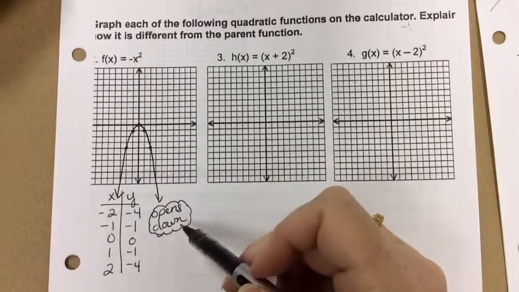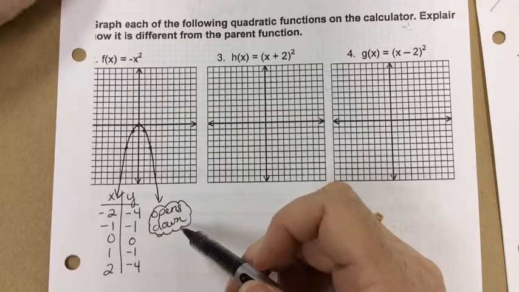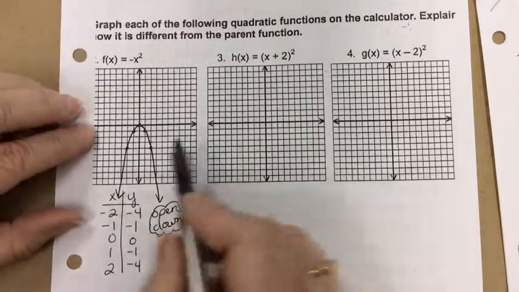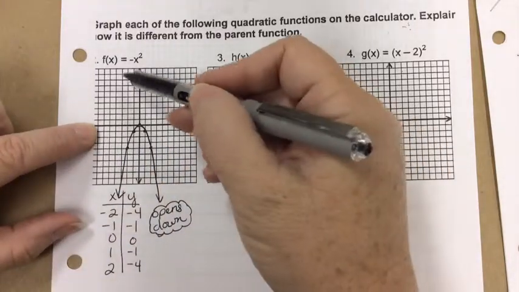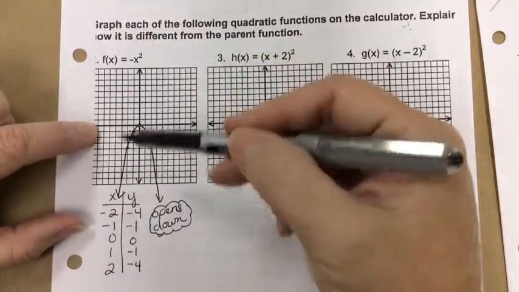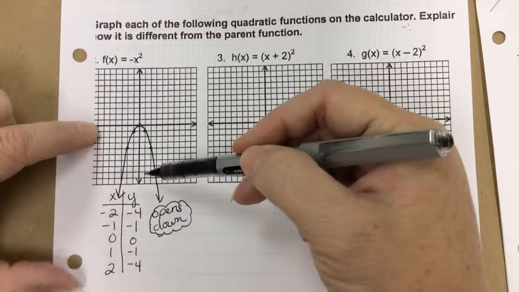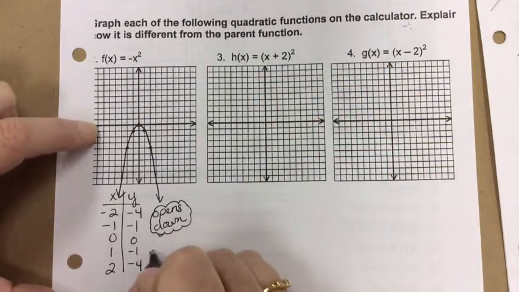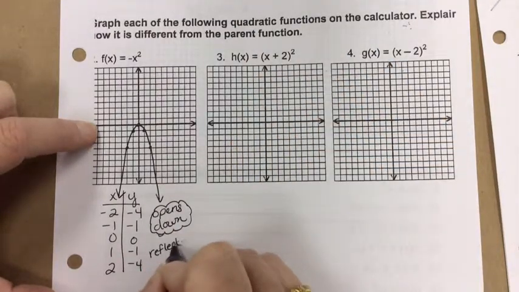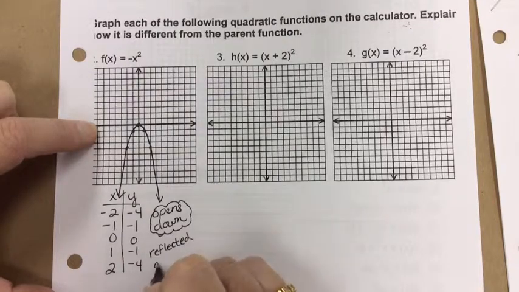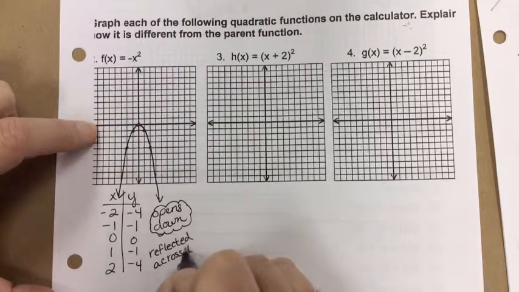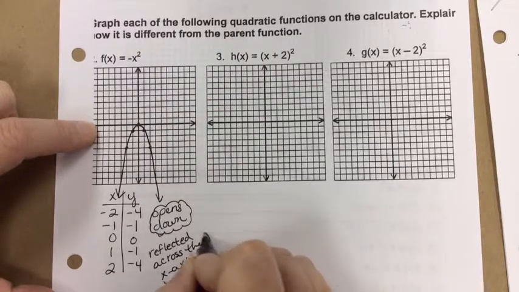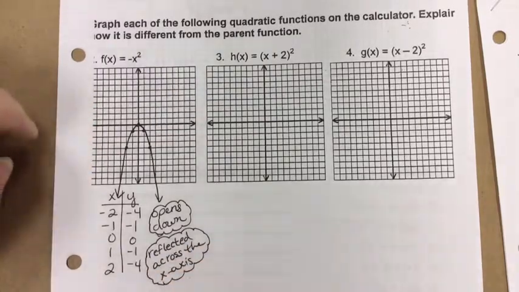Another way to say that a graph opens down is to say that it's reflected across the x-axis. Here's your x-axis, and if it was up here, we reflected it across the x-axis, and so now it's opening down. So we could also say reflected across the x-axis. I think a lot of times that's what it's referred to, so make sure that you understand what that means.